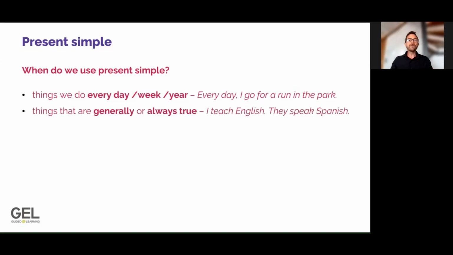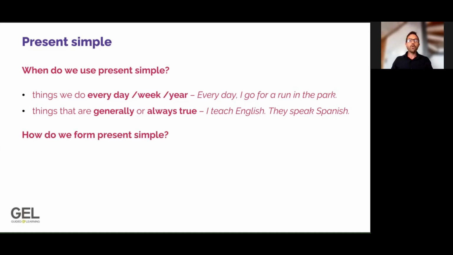Another reason is for things that are generally or always true. In the example, I teach English. So this is something that is generally true. It's my job. Secondly, they speak Spanish. This is something that is always true. This is their language. And so for both of these, generally true and always true, we also use present simple.